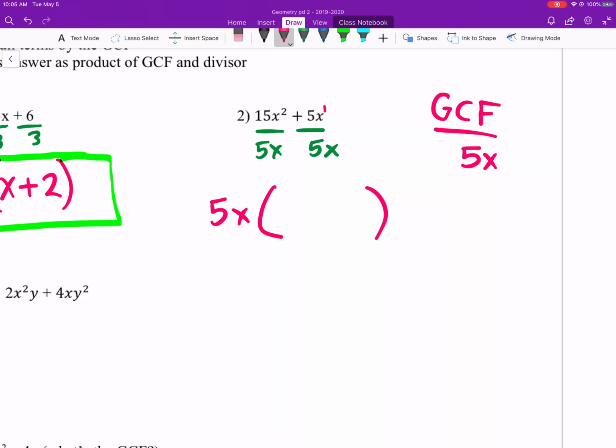Okay, so now 15x squared divided by 5x, that's 3x. And 5x divided by 5x is 1. Anything divided by itself is 1. And you're done, but just see how you can check your answer. 5x times 3x, that is 15x squared, and 5x times 1, that is 5x, so you get your original expression.